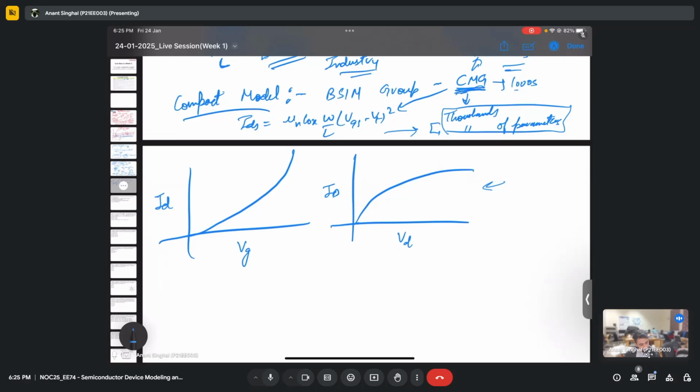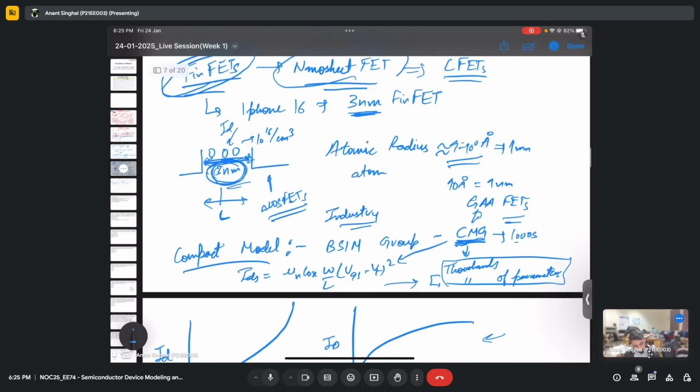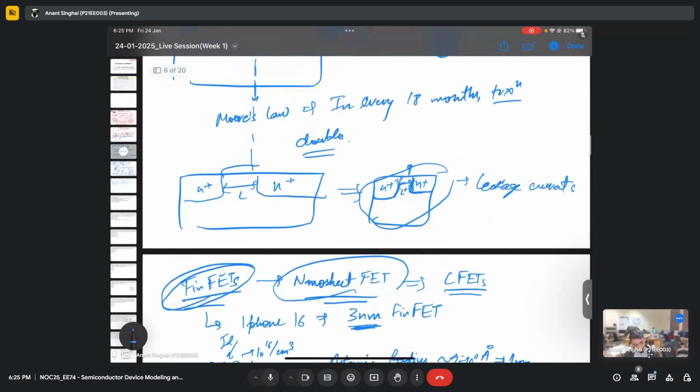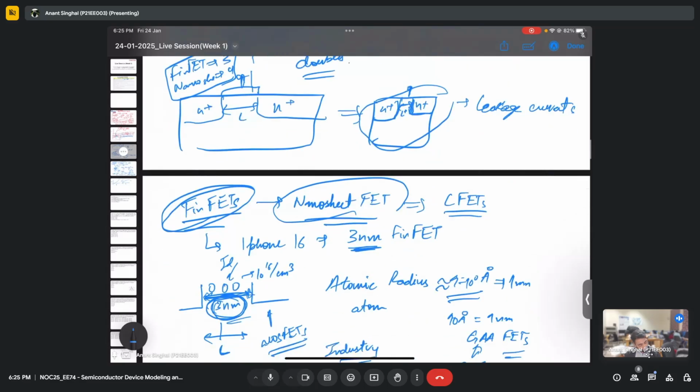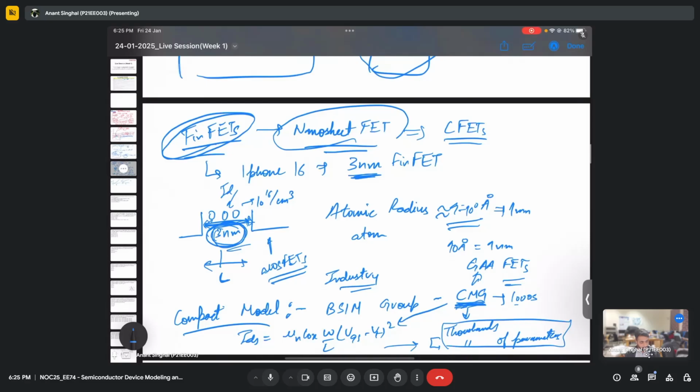It is, I guess, multi-gate something. I'm forgetting the C, but MG is multi-gate model. So FinFET and nanosheet are multi-gate devices. This MOSFET has a single gate. This is the gate of the MOSFET. FinFET has 3 gates, and nanosheet has all around, like 4 gates for a single channel. That is why this is called a multi-gate model.